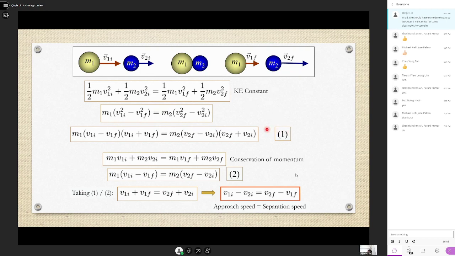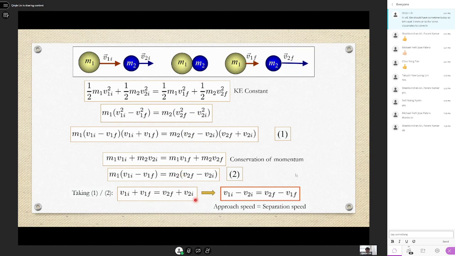Call it equation 1. Equation 2 is from the conservation of momentum equation. As you can see, mv is momentum, right? These are our mv. So if you shift things around and make it go into this form, we call it equation 2. We make them go into these forms so that we can take 1 divided by 2. We want many things to cancel out. That's why we smartly make it these forms.